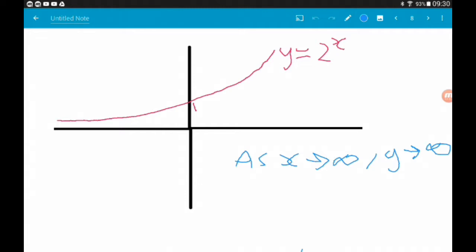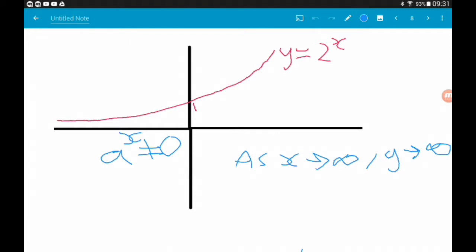Now, it's very important to realise as well, we never ever hit the x-axis. So y is never equal to 0. So in terms of our function, let's just generalise it. A to the power of x is never equal to 0. So 2 to the power x is never equal to 0. So too are all exponential functions never equal to 0.